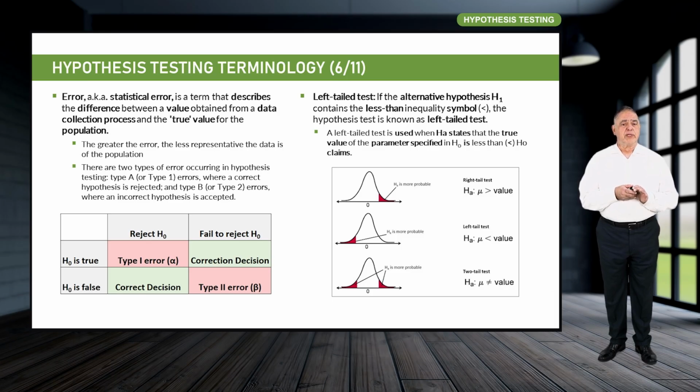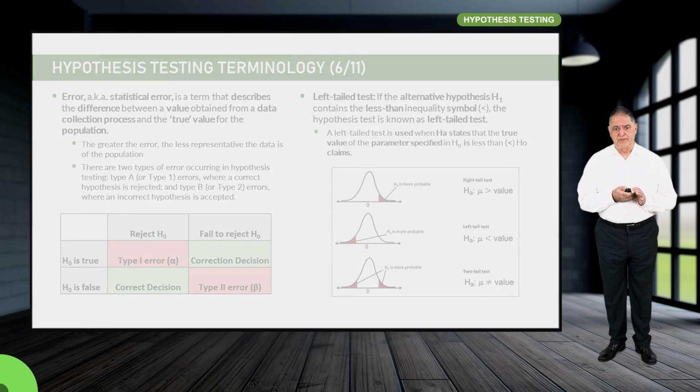And now let's talk a little bit about right-tail tests and left-tail tests. A left-tail test is the case where the alternative hypothesis contains the less than inequality symbol. So in this case, we say that we're dealing with the left-tailed hypothesis test.